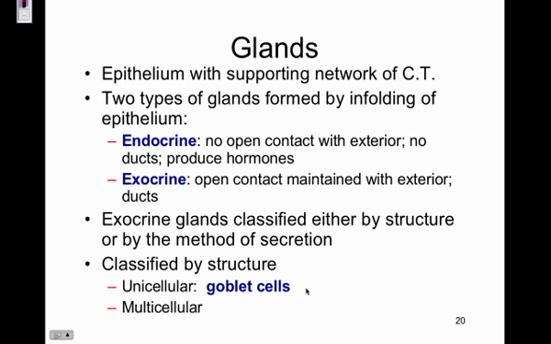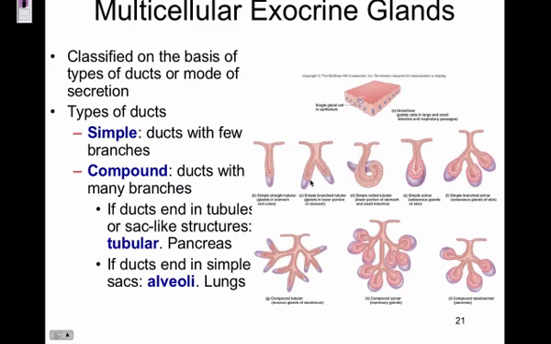Exocrine glands are classified by their structure. So we have unicellular, like goblet cells, and then multicellular. And multicellular glands have lots of different shapes. And so we have simple ducts. They have very few branches, like that top row is simple exocrine glands. Compound have ducts with many branches, and so those bottom three are compound exocrine glands.